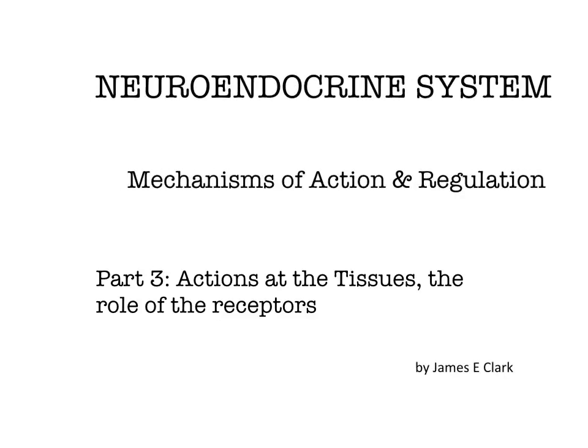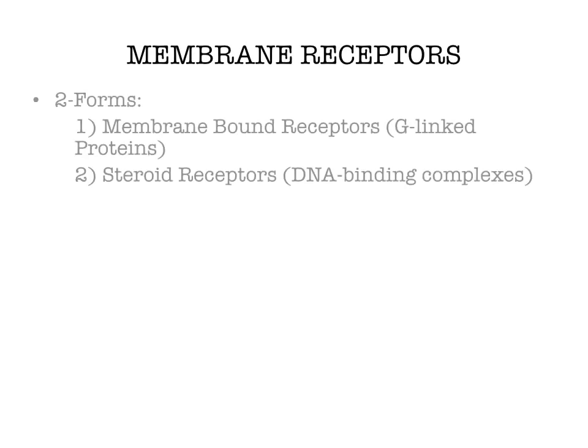Actions at the tissues, the role of the receptors. There are two distinct types of receptors, the membrane-bound or G-linked protein receptor and the steroid or DNA binding complex receptor. Regardless of which type of receptor is being utilized, it is the receptor that will ultimately determine the action of the hormone at the target tissue.